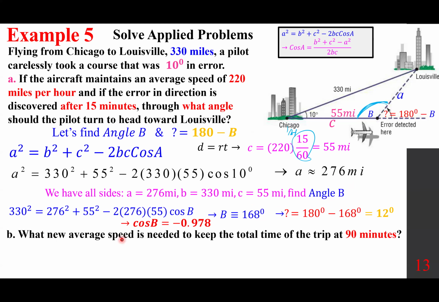What new average speed is needed to keep the total time of the trip at 90 minutes? Well, if we want total to be 90 minutes, we've already gone for 15 minutes. So what is left? 90 minus 15 minutes. That is 75 minutes. And 75 minutes is 1.25 hours.